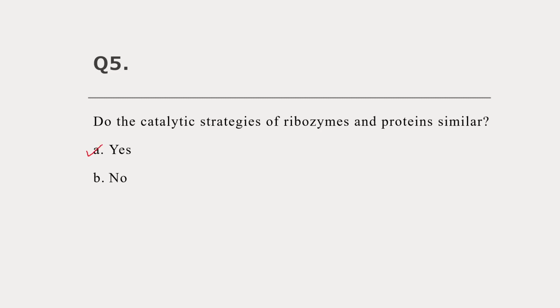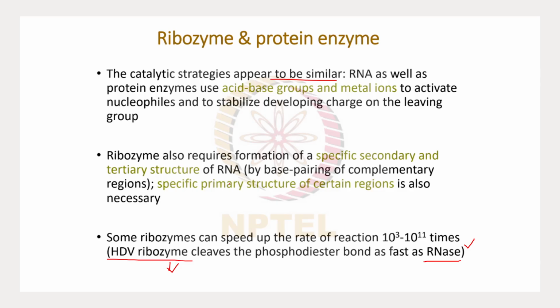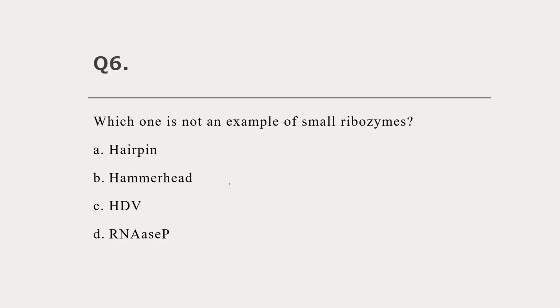I guess this discussion is helpful to understand the catalytic mechanism of ribozyme and protein. Okay, let's see another question. Which one is not an example of small ribozymes? There are different classes of ribozymes, so select the one which is not an example of small ribozyme. Hairpin, hammerhead, HDV, RNase P.